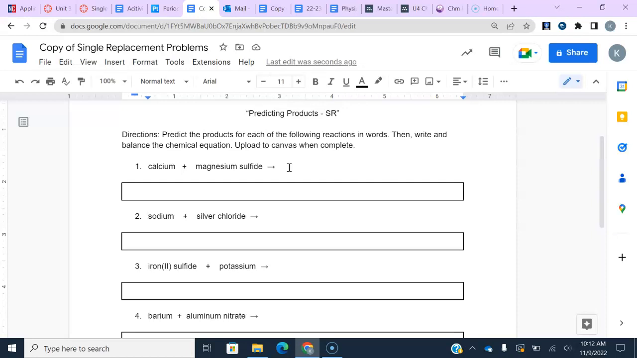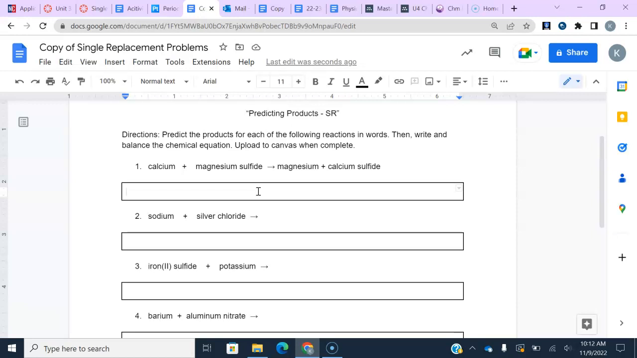And here, my calcium is replacing my magnesium. And so my magnesium is now going to be by itself. So we're going to have magnesium plus calcium sulfide. Okay, the first thing you do is just replace the metal. Okay, so that is my equation in words. Calcium and magnesium sulfide will yield magnesium and calcium sulfide.